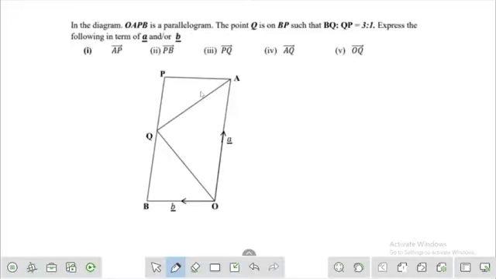Welcome to another mathematics presentation. So in this presentation, I want us to answer this question right here. So this is a question coming from vectors.